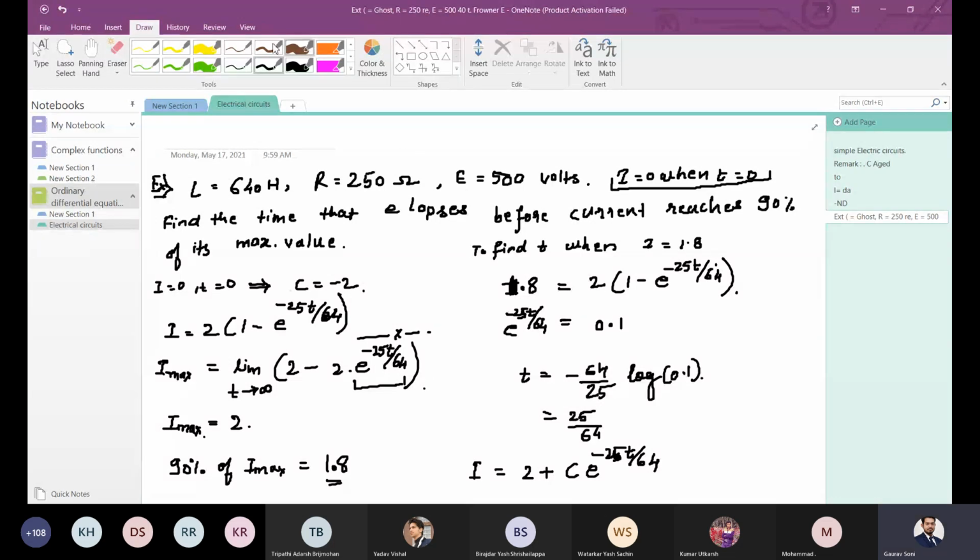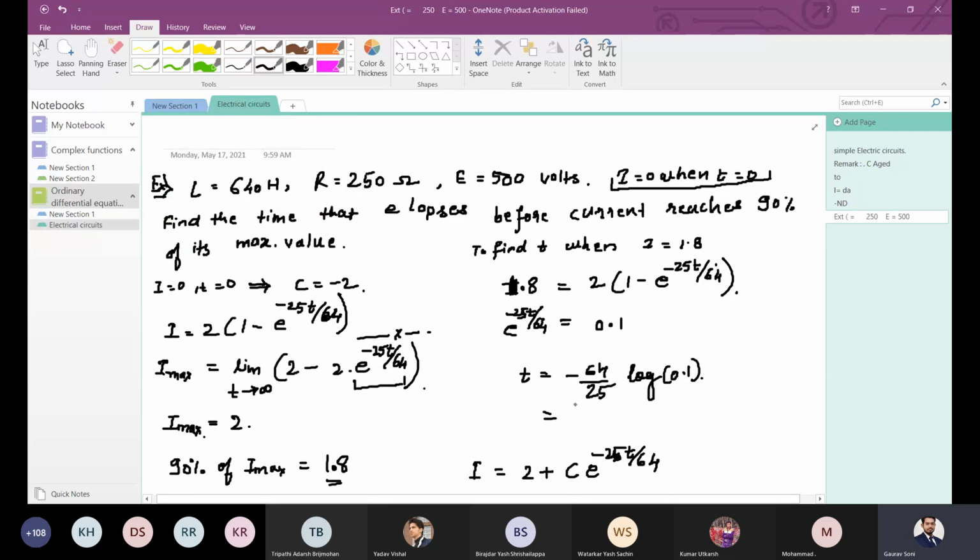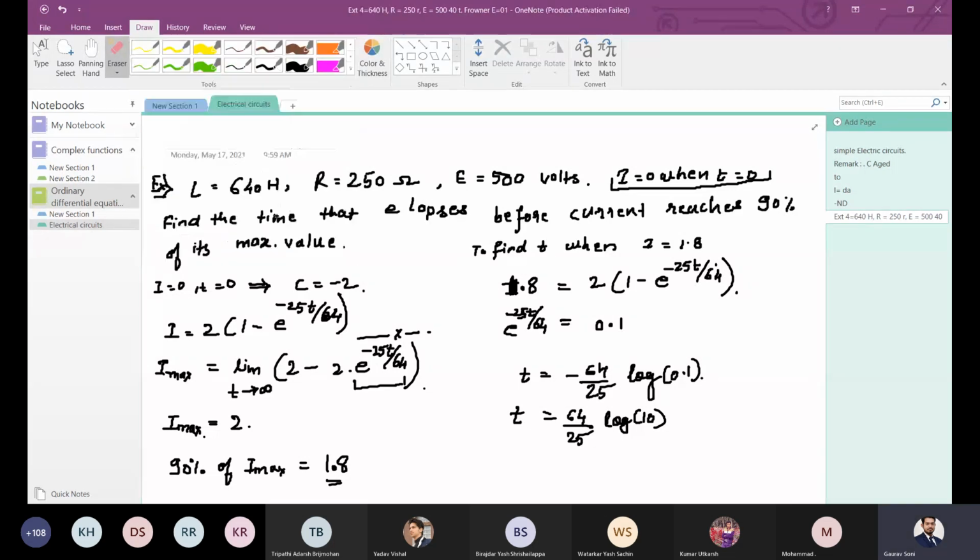Oh, sorry, not that. 25 by 64, that will be 64 upon 25. So 64 upon 25 log of 10. Use log to the base e, then you will get the correct answer. Remember that whatever log we get in an integration, it is always natural log, not log to the base 10.